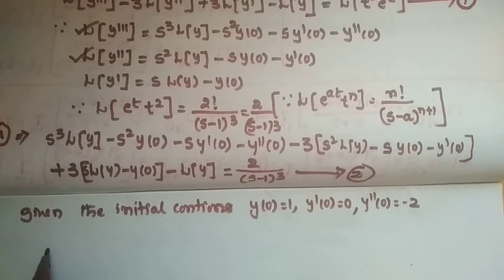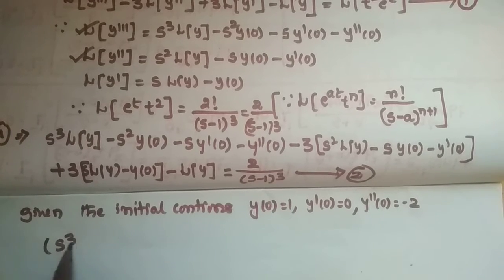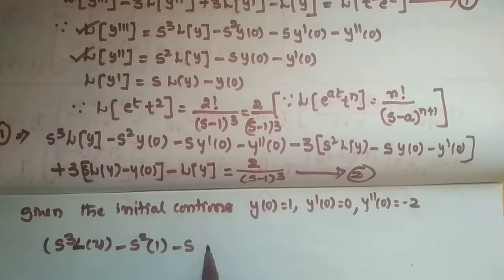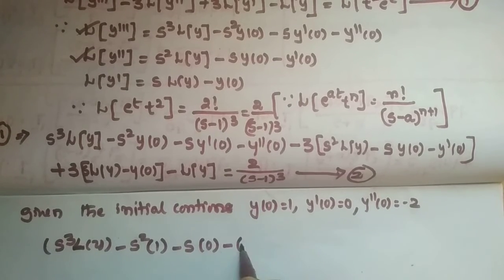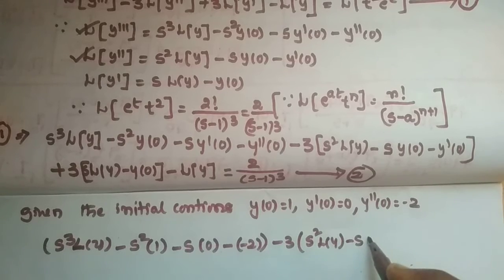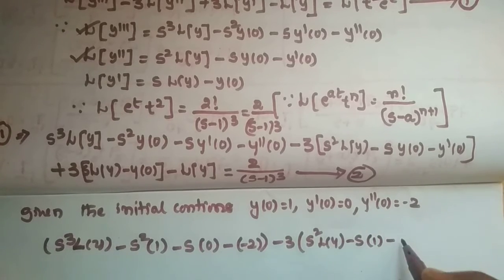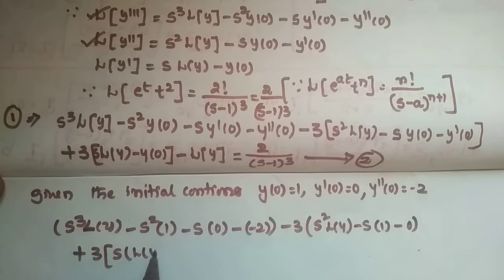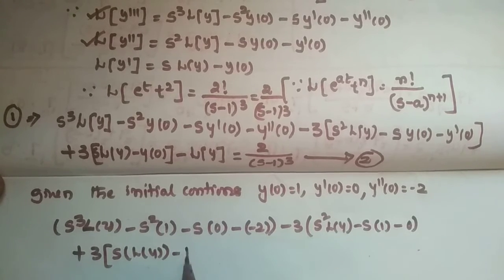Then the simplified one is s cube L of y minus s square into y of 0, which is 1, minus s into y dash of 0, which is 0, minus y double dash of 0, which is minus 2, minus 3 into s square L of y minus s into y of 0, which is 1, minus y dash of 0, which is 0, plus 3 into s L of y minus y of 0, which is 1, minus L of y is equal to 2 by s minus 1 whole cube.